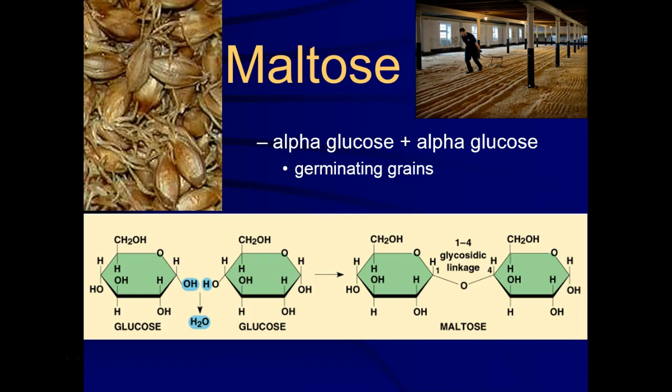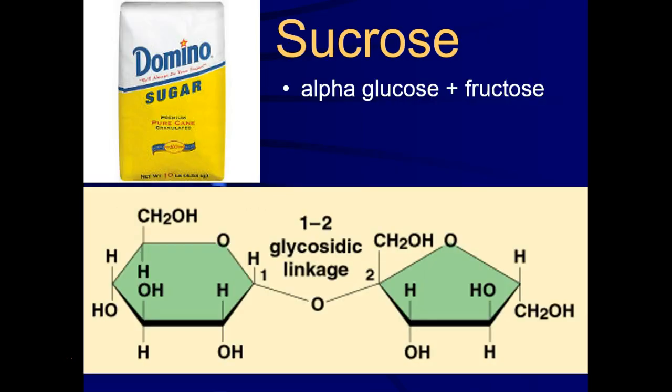So that's maltose. The next one is something that we eat every day. It's table sugar, it's cane sugar. In fact, this is one of the major transport carbohydrates in plants. If you think about maple sugar, sugar cane, and sugar beets, this is how that is transported. It's transported through a plant as sucrose.